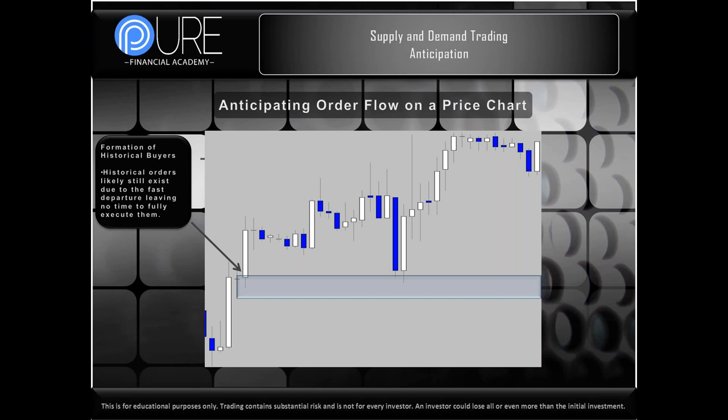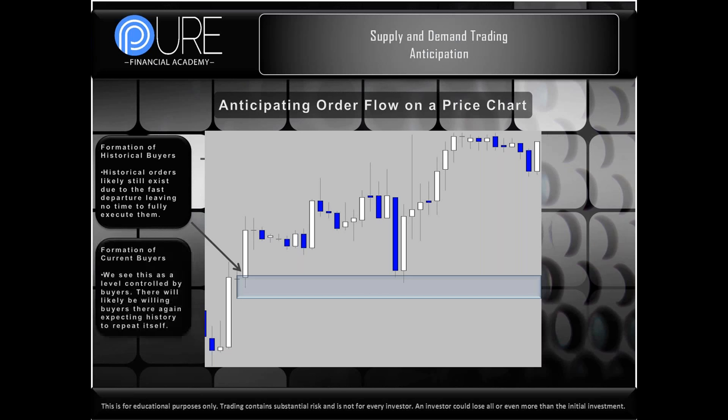So you can see that big white candle there, that's your departure. So the formation of the current buyer. We've been talking about two types, historical, now the current. We see this level that the arrow is pointing to as a level which obviously was controlled by the buyers. There's likely going to be willing buyers there again, expecting the same thing as us, that history will repeat itself. So therefore, we can anticipate an entry at that specific location.